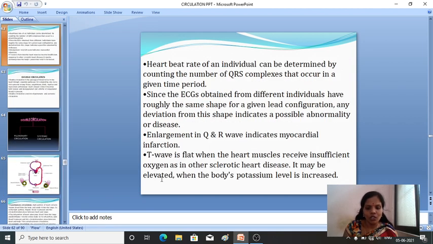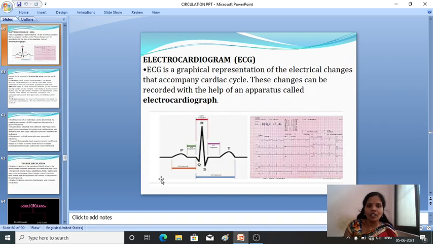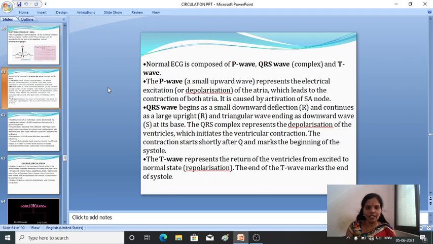So that's about the ECG. What do you mean by ECG? ECG is a graphical representation of electrical changes that accompany the cardiac cycle. The instrument which is used to measure the ECG is commonly known as the electrocardiograph. So these are the functions of three different parts, that is the P wave, QRS wave and the T wave.